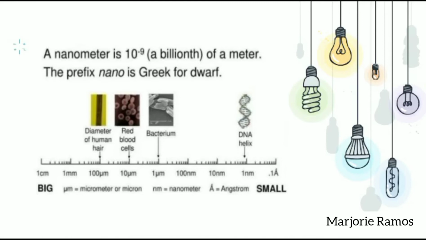Let's look at the diameter of hair, red blood cells, bacterium, and DNA helix, ranging from 1 cm to 1 mm up to 100 micrometers. The diameter of human hair is approximately 80,000 to 100,000 nanometers wide. A single gold atom is about a third of a nanometer in diameter. On a comparative scale, if the diameter of a marble was a nanometer, then the diameter of the earth would be about a meter.